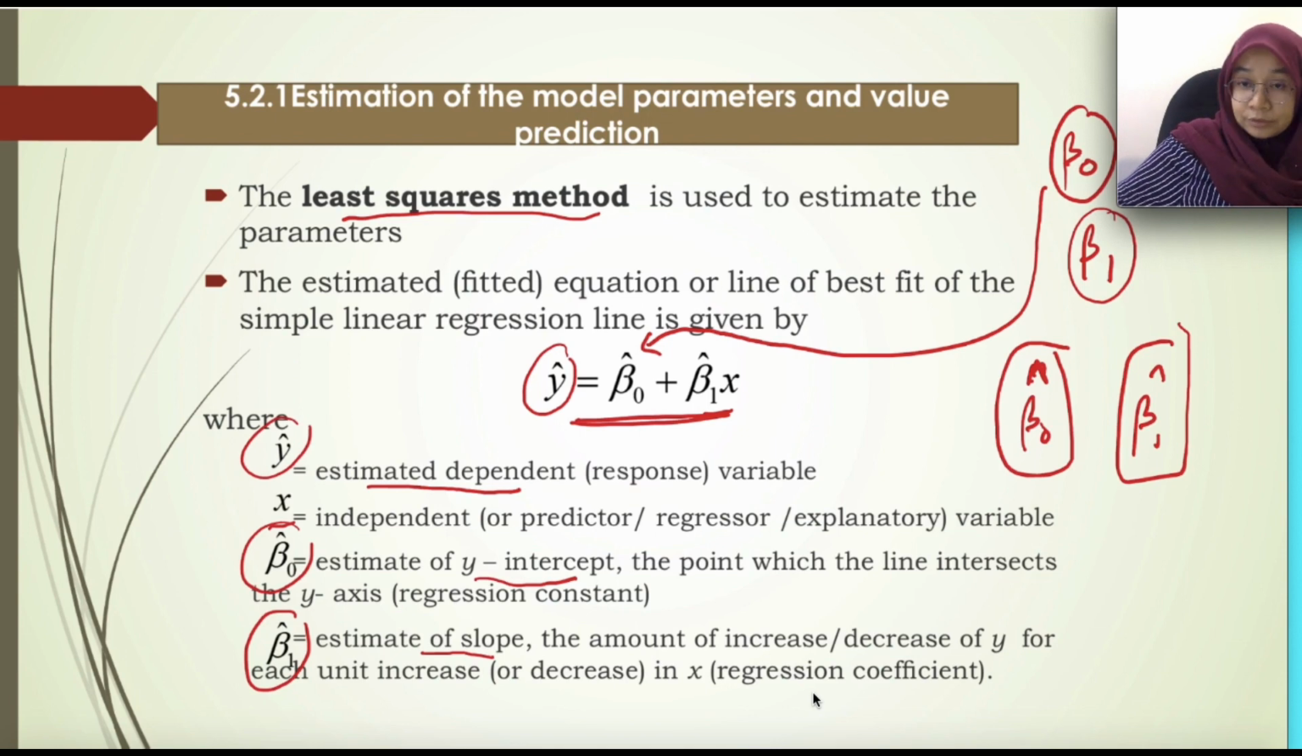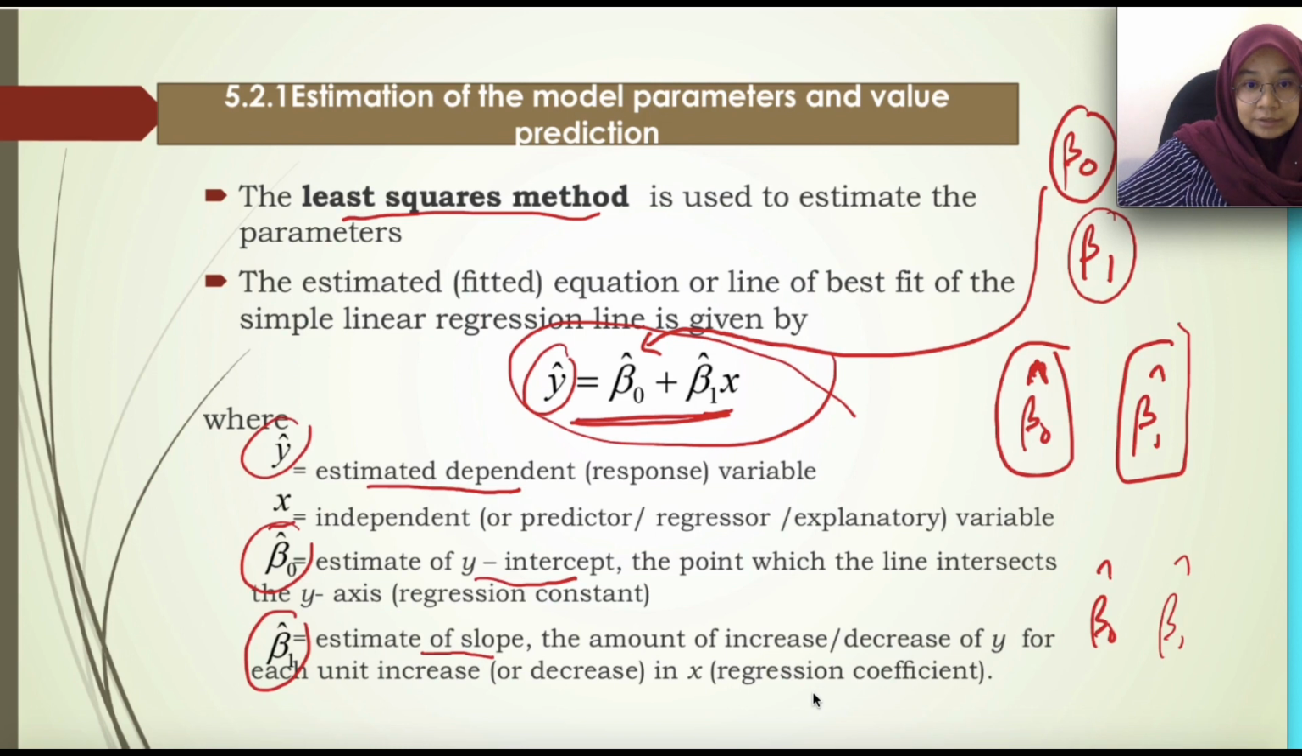So your task now is to find what the beta naught cap and beta 1 cap values are. After you get the beta naught cap and beta 1 cap values, you can write down this equation. So this is a simple linear regression model, the simple linear regression equation when you have only one x.